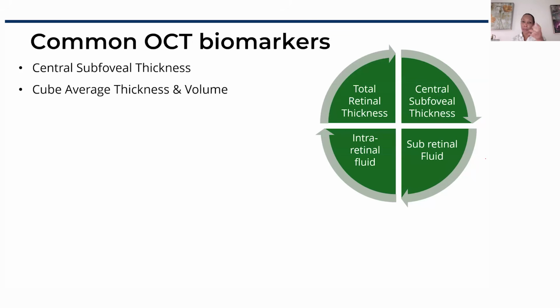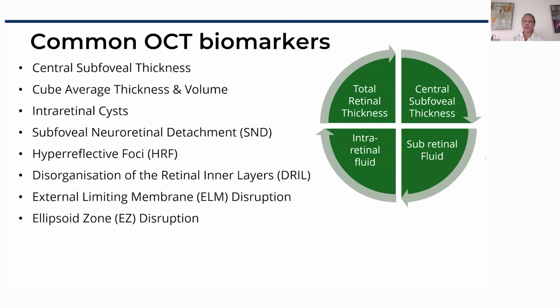We can look at the macular cube, the average thickness and the volume to see how it changes before and after treatment. What's important is intraretinal cysts, and the cystic spaces: where are they located? How large are they? These do make a difference in terms of the recovery. Also, you'll notice sometimes just under the fovea, you have a neurosensory detachment, what we call SND, a subfoveal neuroretinal or neurosensory detachment.